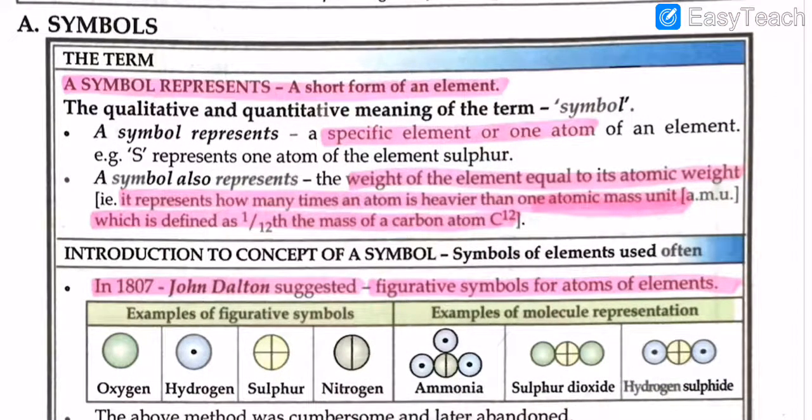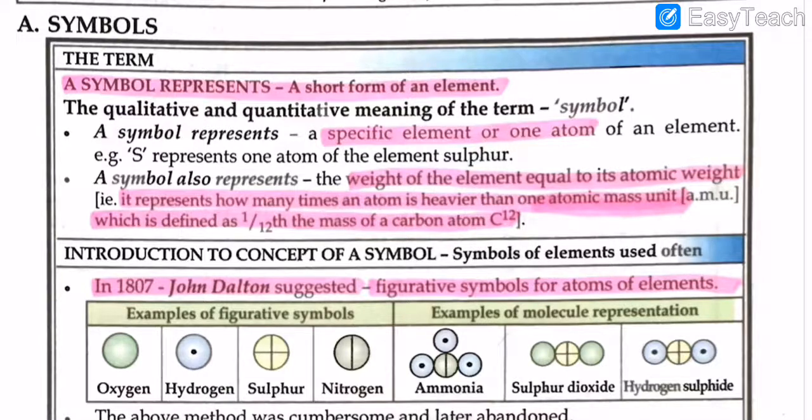Starting off with symbol. So the term symbol, important point, it represents a short form of an element. What is a symbol? A short form of an element, not a compound or anything, not a formula. A short form of a compound would be a chemical formula or a chemical equation. But in this case, it is just a symbol. For example, the symbol of hydrogen is H, right? So that's the short form of an element.